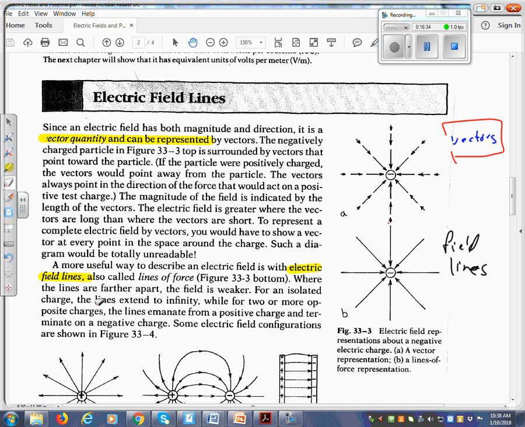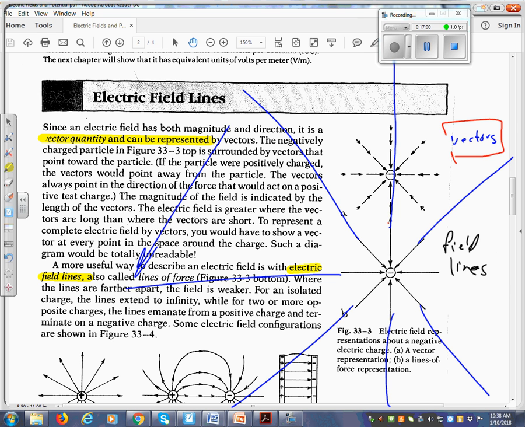Where the lines are farther apart, the field is weaker. So the length of it doesn't matter. What matters is how close it is to its neighbor. For an isolated charge, the lines extend to infinity. In other words, these field lines go forever. And really far away, way out here, the electric field is weak. And down here, it is strong.